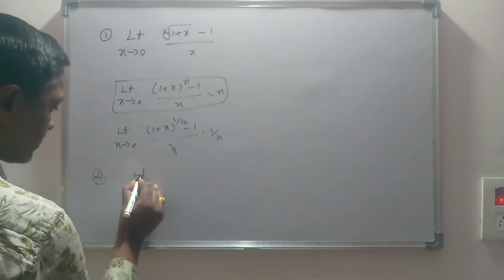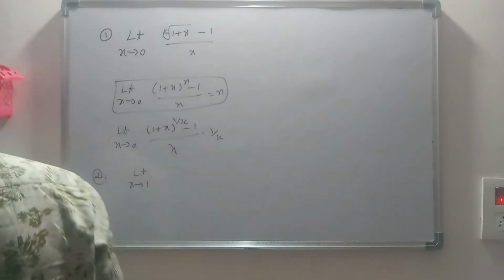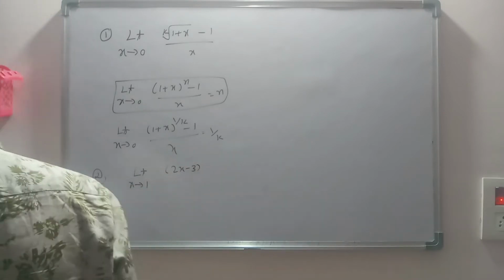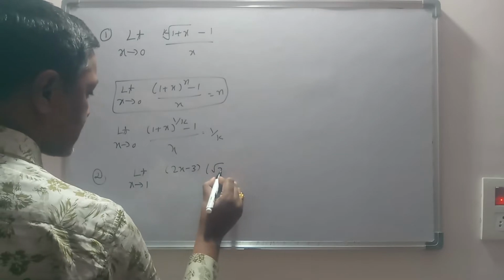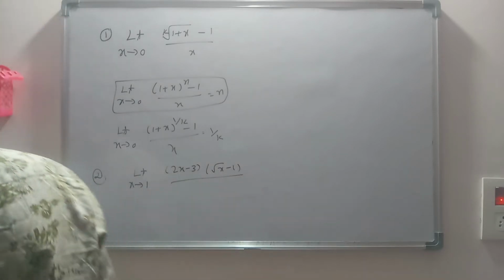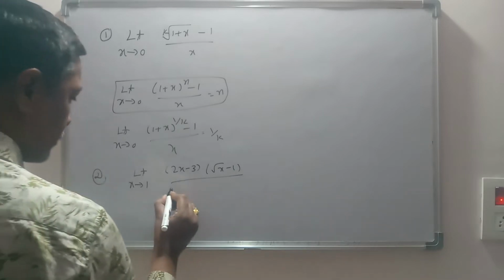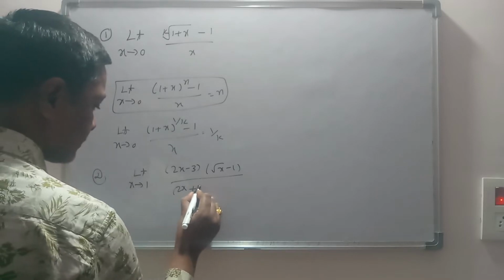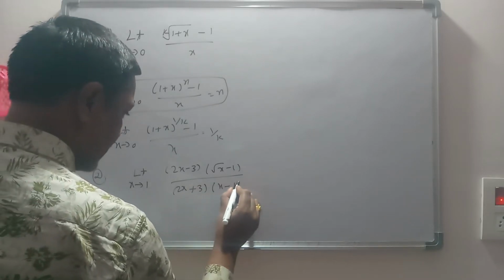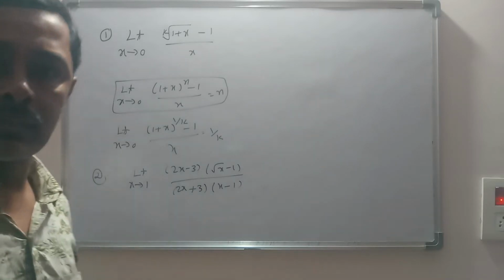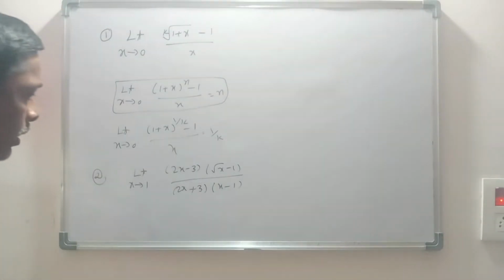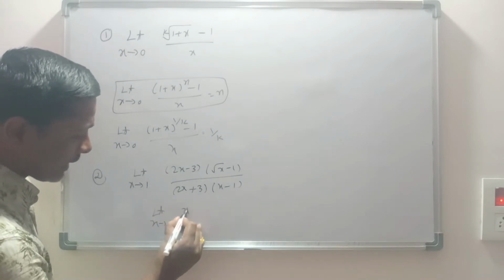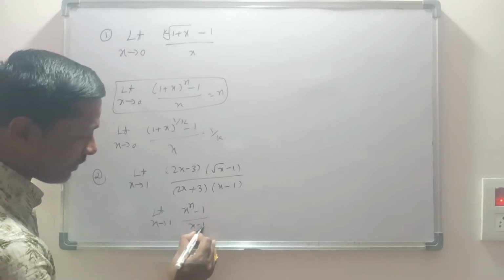Limit x tends to 1, (2x minus 3) into root of x minus 1 by (2x plus 3) into (x minus 1). And some formula is there. Limit x tends to 1, x power n minus 1 by x minus 1 is equal to n.